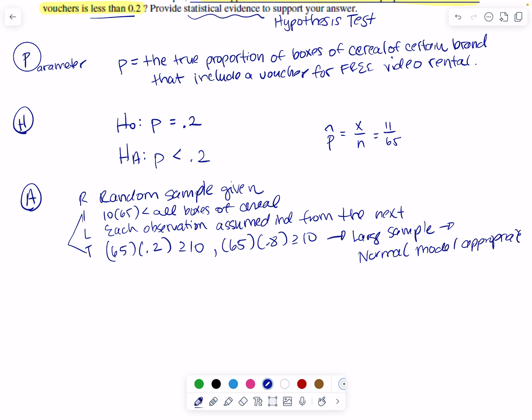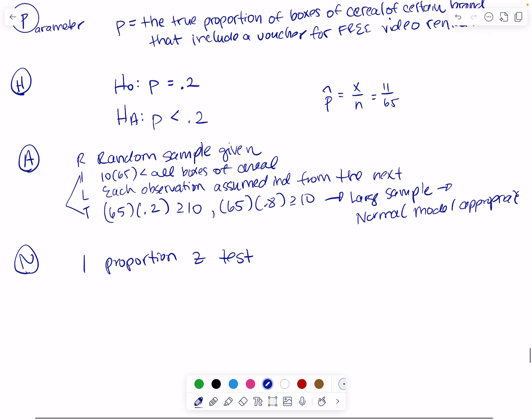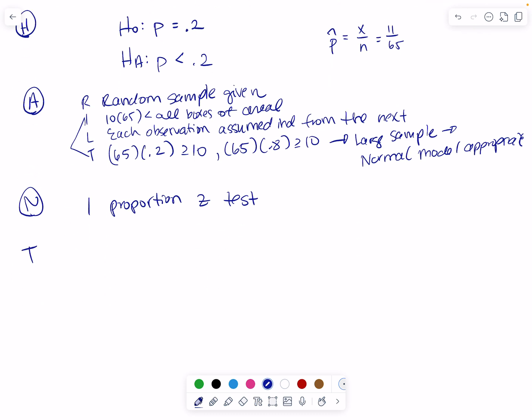And so we now can name the test, and we're going to do a one proportion z-test. T, my test statistic, I'm going to just write it out for you: p hat minus p over the square root of pq over n.